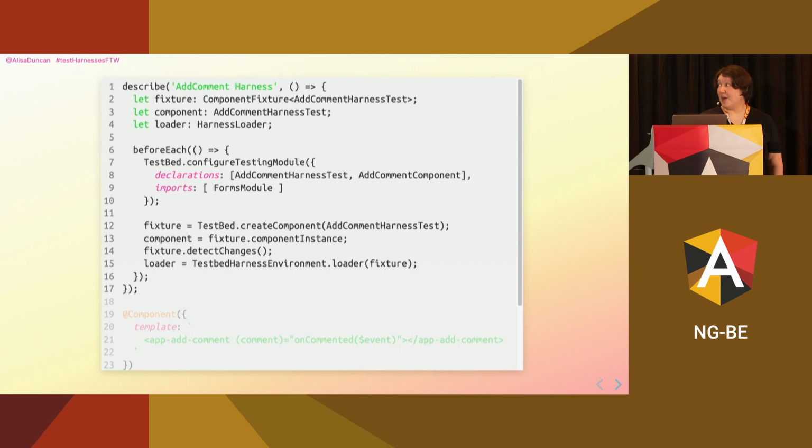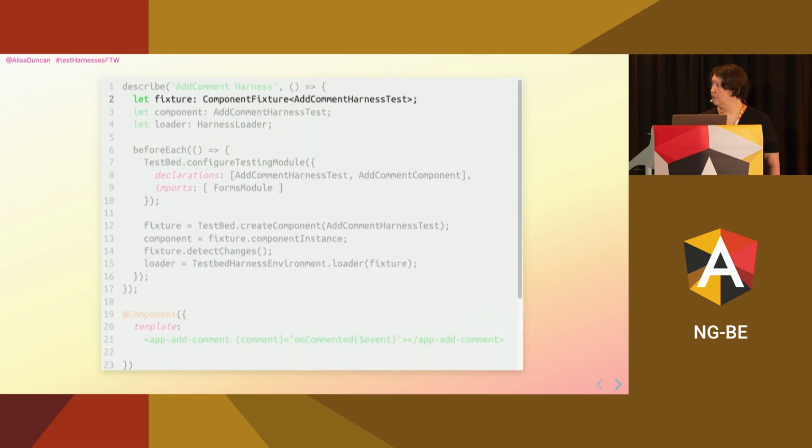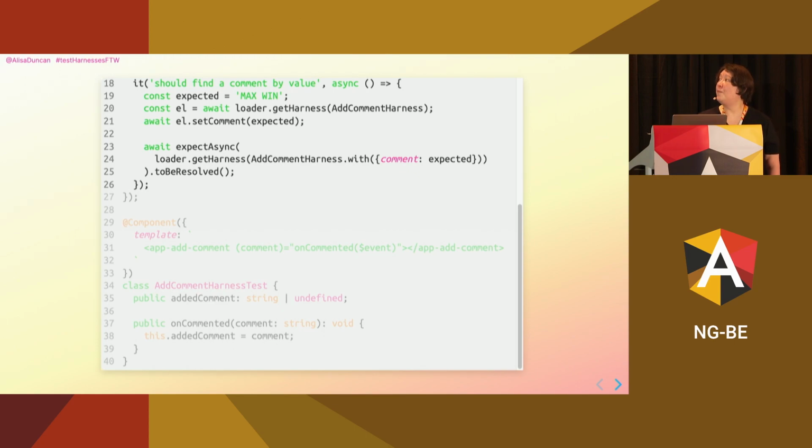Next, we can set up our TestBed. In our TestBed, we are going to create the component fixture for the test host and declare both the test host as well as the original commenting component. And we'll create the harness loader. So with all that set up, now we can start testing our test harness that we wrote by writing tests against it using that harness loader and then asserting that it works as we expect.